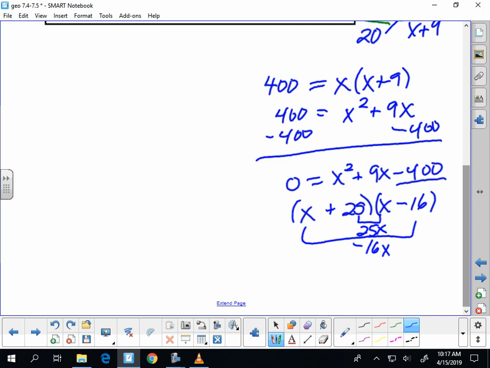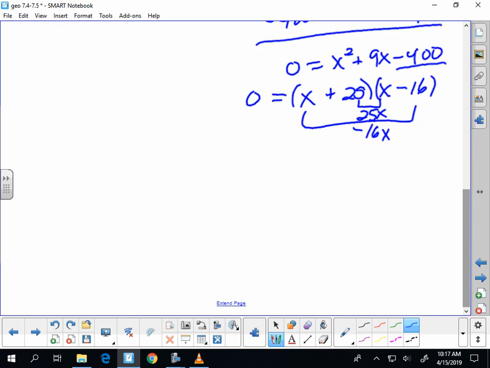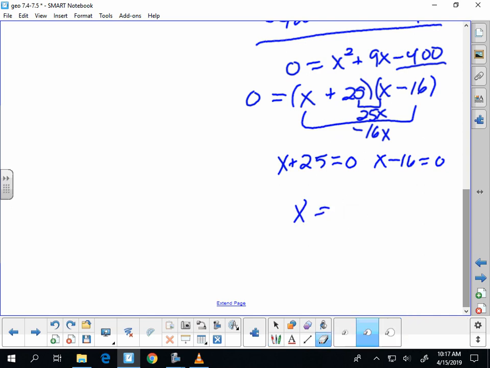So this is it. How do I solve this if they multiply together to equal 0? I set each of those sets equal to 0 and solve, so I'd do x plus 25 equals 0, or x minus 16 equals 0. So our answers are going to be x is either negative 25 and x is positive 16.